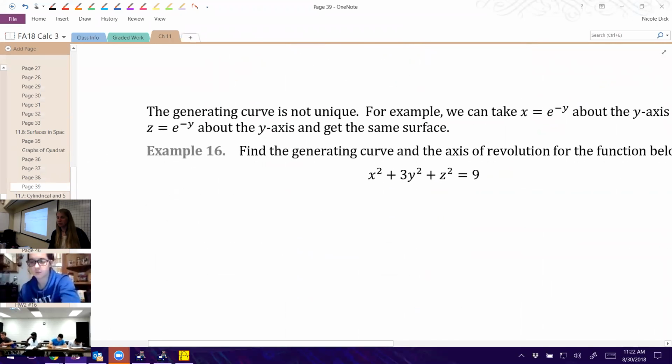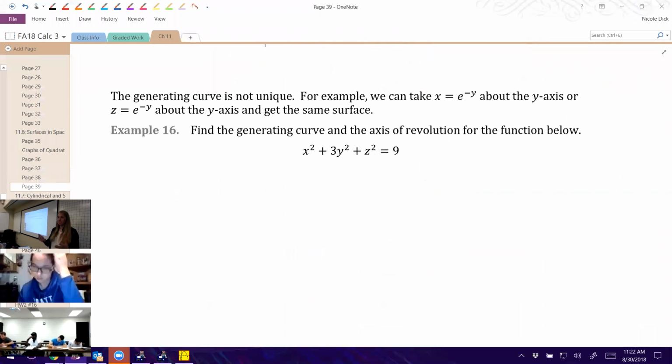Like 2 minutes left, let's finish this off so we're done with this chapter here. Like we said, these aren't unique. We can generate them by rotating about, depending if it's in terms of x equals or y equals, we can still go ahead and get this.